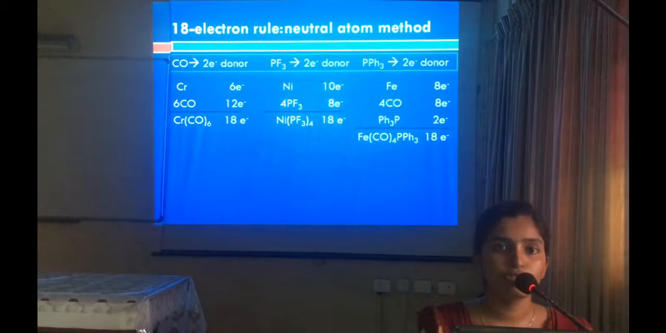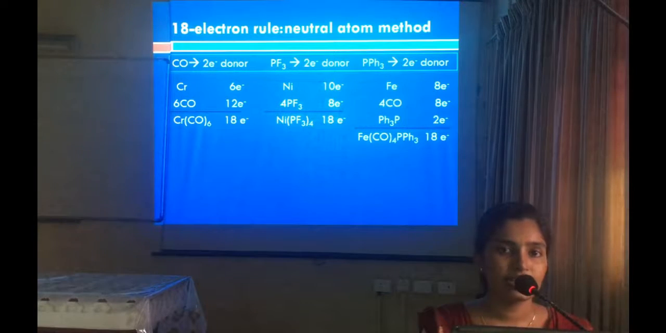Now we will move on to some examples, and here we can see how to apply the neutral atom method. In the first case, I have taken a hexacarbonyl chromium complex, and we know that this is a neutral complex and the oxidation state of chromium is 0. Chromium can donate 6 electrons and each carbonyl can donate 2 electrons. There are 6 carbonyls and hence the total will be 12 electrons. If you take the sum, you will get 18 electrons. It means that this complex obeys the 18 electron rule and hence it is stable.